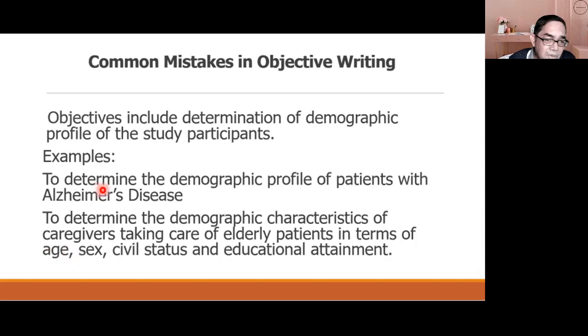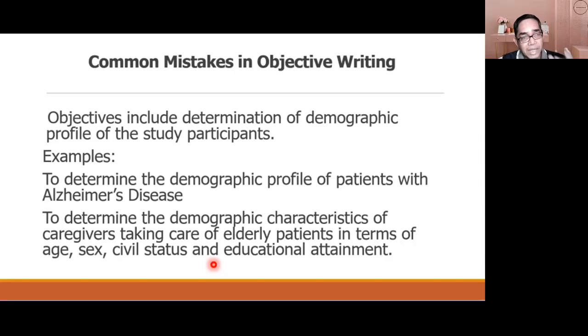So when you say, for example, to determine the demographic profile of patients with Alzheimer's disease, you don't write that as an objective. To determine the demographic characteristics of caregivers taking care of elderly patients in terms of age, sex, civil status, educational attainment. This should not be part of the specific objectives because that really is not your objective. That is not the problem that you have identified.